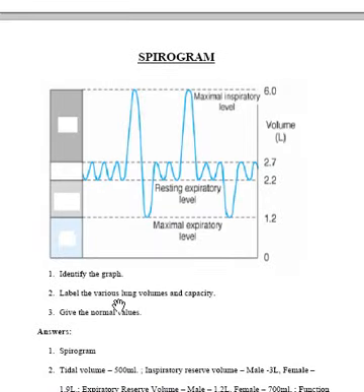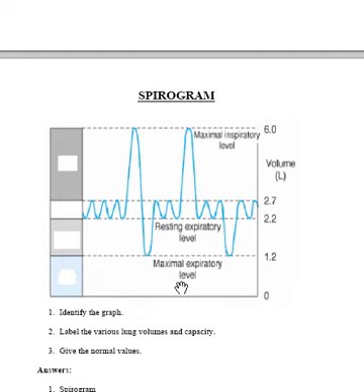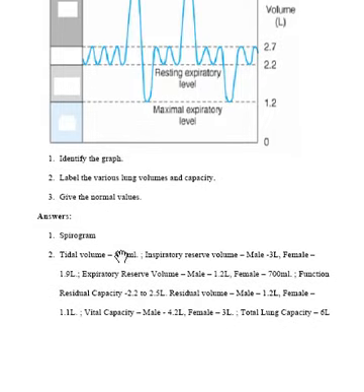Next, we have to move to the spirogram. This is another chart, and the question asks: identify the graph, label the various lung volumes and capacities, and give the normal values. So what is this? This is a spirograph or spirogram. Next, we have to give both answers together. They ask first for the volumes and capacities, as well as the values, but I am giving both together.